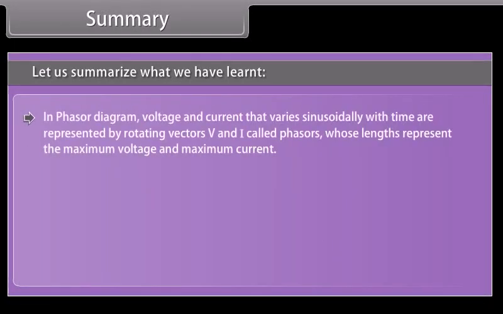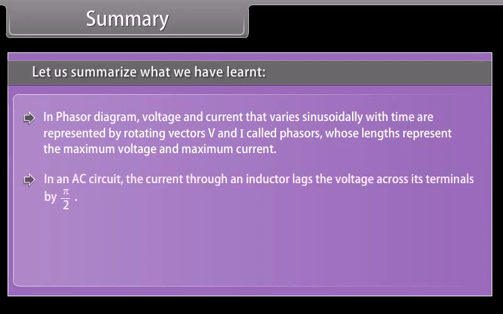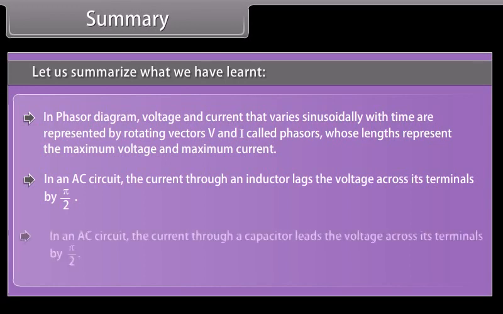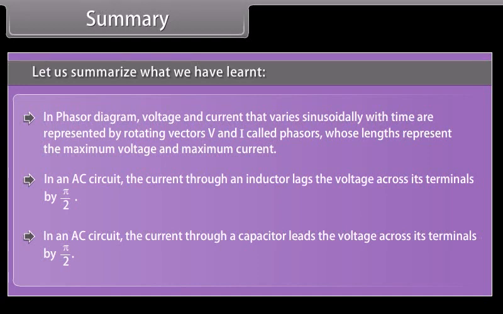In a phasor diagram, voltage and current that vary sinusoidally with time are represented by rotating vectors V and I called phasors, whose lengths represent the maximum voltage and maximum current. In an AC circuit, the current through an inductor lags the voltage across its terminals by π/2. In an AC circuit, the current through a capacitor leads the voltage across its terminals by π/2.